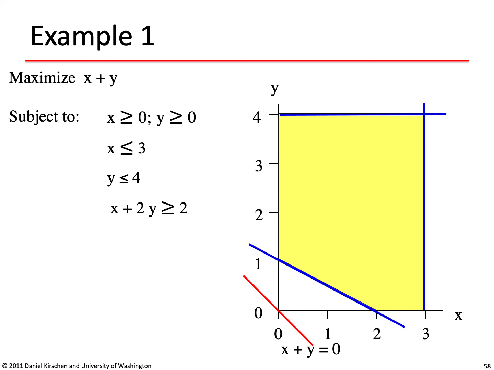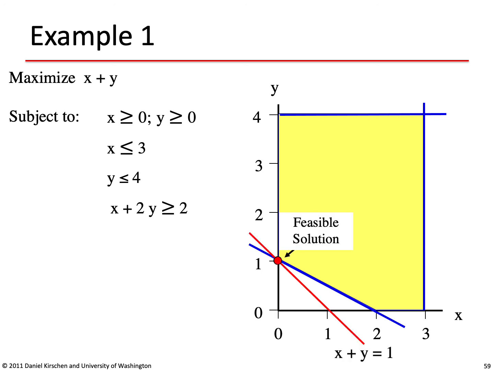In this case, maximizing x plus y can be visualized as finding the vertex where the red line is as far as possible from the origin. So let's try to find the optimal solution by progressively moving the red line away from the origin and stopping at every vertex of the feasible set. Our first stop is at the point x equals 0, y equals 1.